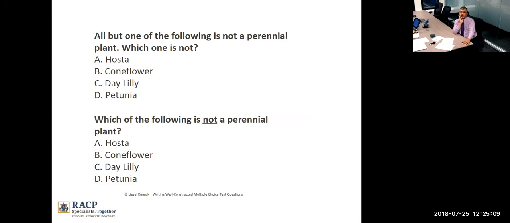Now, the answer to this question is, I think it's the coneflower, if I'm not mistaken. Petunias, or is it petunia? I have no idea. No, you know what, I think it's petunia. I can't remember what the right answer is. Anyhow, those are pretty good distractors if I can't figure it out from here.